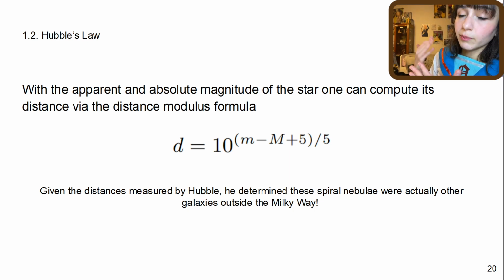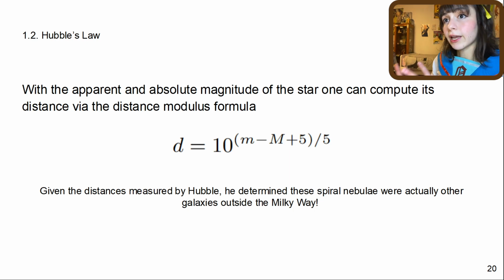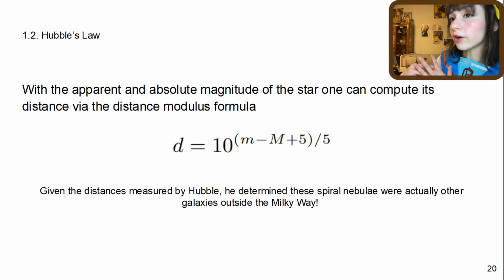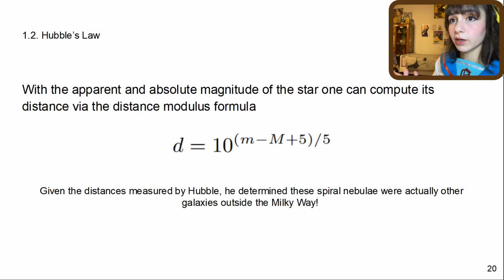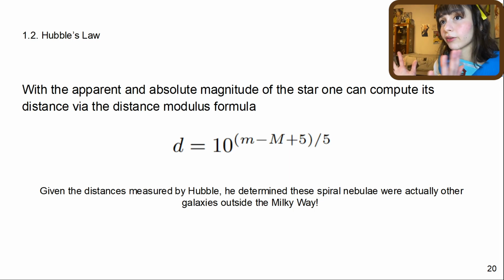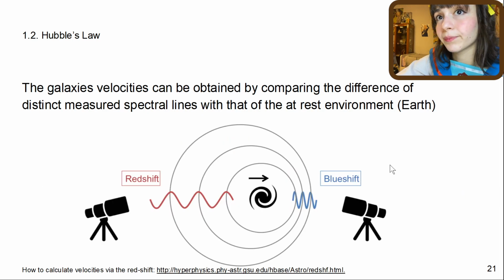So Hubble measured the distance for a bunch of these stars, and from this he determined that these stars were actually very far away. And what he thought is that they're so far away that they must be outside the Milky Way. Given that they're outside the Milky Way, he said, okay, these are other galaxies. These are not just random nebulae that are found inside the Milky Way. These are other galaxies. So that is his first initial proposal. These nebulae are other galaxies found outside the Milky Way.